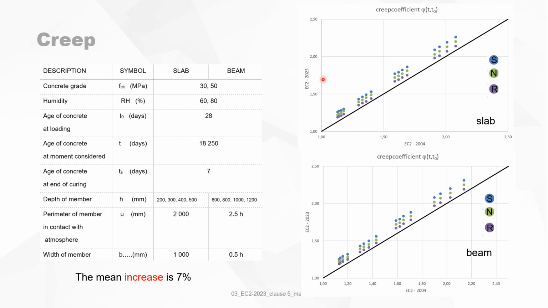And we see immediately that for all possible combinations that I mentioned here, all the dots are above this line, which means that the creep in the new code is bigger than the creep in the old code. It is so for slabs and it is so for beams. And the mean increase is about 7%. So just bear in mind that the creep is bigger than was previously estimated.